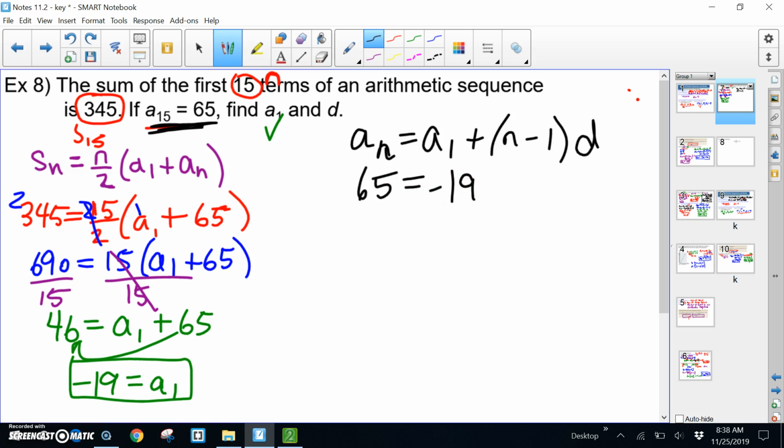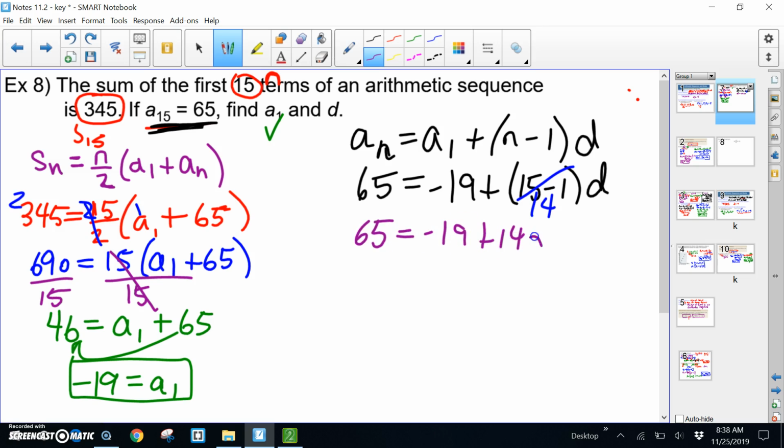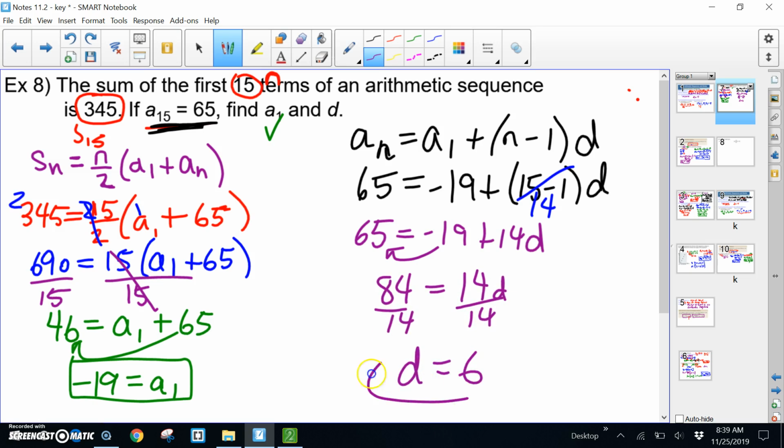A1 we just found was negative 19. n in this example is 15. If you want to do that in your head and call 15 minus 1 14, be my guest, save yourself some time. So you're looking at 65 equals negative 19 plus 14D at this point. And it's just algebra. You're going to add the 19 over and get 84 equals 14D. And you're going to divide by the 14. D equals 6.